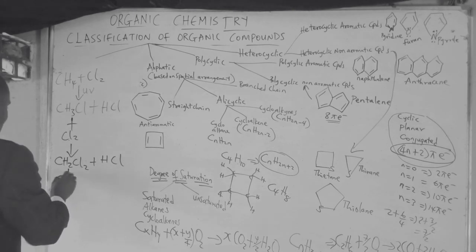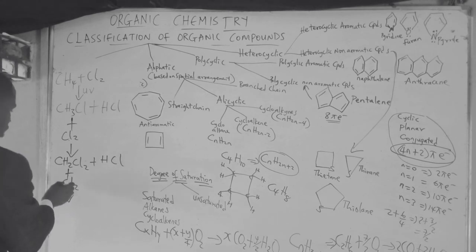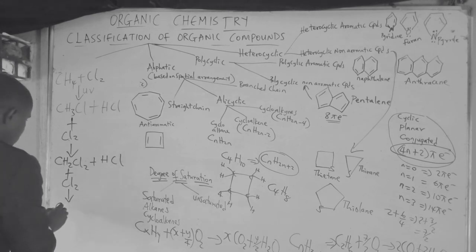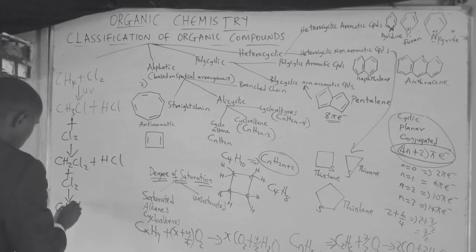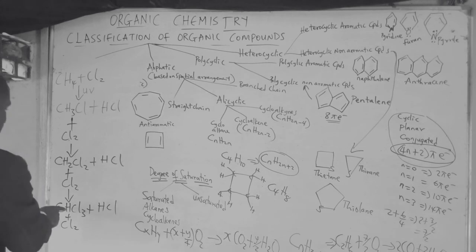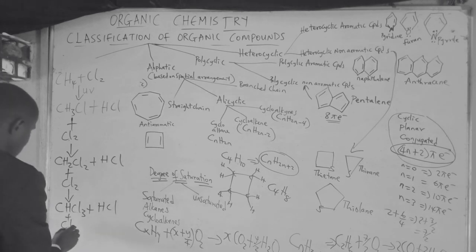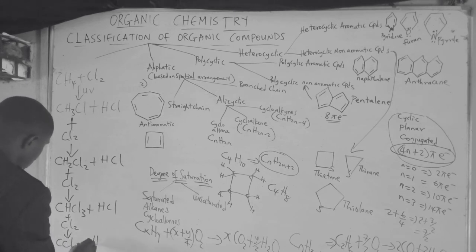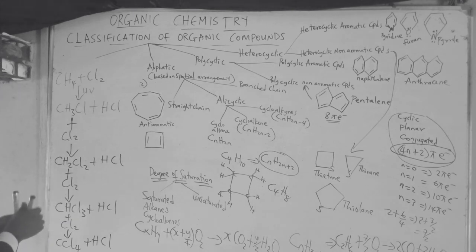Then this will also react with another Cl2, that is chlorine gas, that is chlorination reaction. One chlorine will replace one hydrogen atom to give you CHCl3 plus another hydrogen chloride gas. So finally it will react with another one until the hydrogen atoms it has finish, to give us CCl4 plus hydrogen chloride. So that tells us that chlorination of methane in the presence of UV gives us a final product called tetrachloromethane.